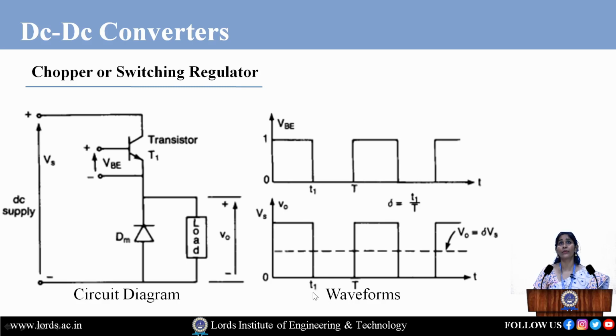What happens from T1 to T? I am not giving any triggering pulses to this transistor, so I am making it turn off. At that time it disconnects the source and load, so you will not get any output across the load. Zero voltage will appear on the load side. The cycle repeats and you get a continuous output waveform like this. Here the input DC is converted into output DC, which is a variable DC. Based on the turn-on time period, we can control the output.